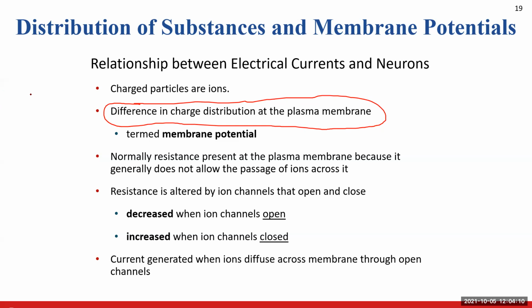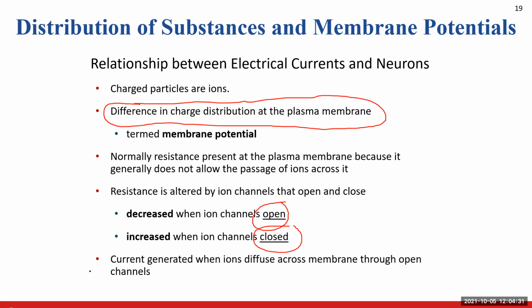So if we want to decrease the resistance, let's open up the ion channels. Hooray! Now we've decreased the resistance. Well, if we want to increase the resistance, let's close them off. Now those ions can't move across the plasma membrane.